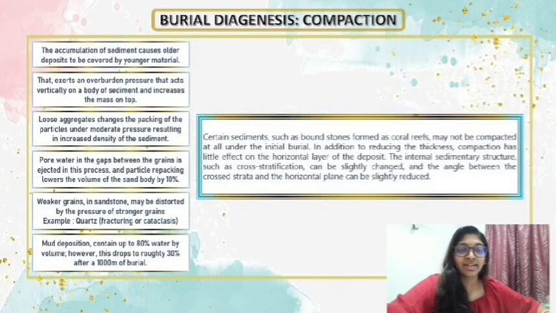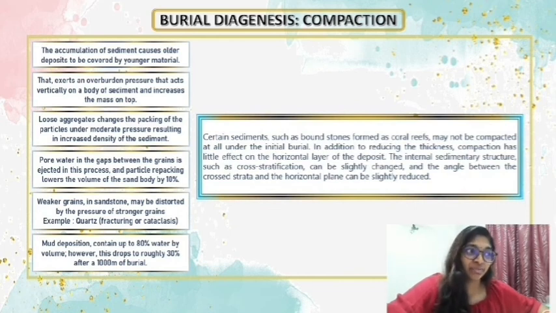Now let's have a look at compaction under burial diagenesis. The accumulation of sediment causes older deposits to be covered by younger material that exerts an overburden pressure, which acts vertically on a body of sediment and increases the mass on top. Loose aggregates change the packing of the particles under moderate pressure, resulting in increased density of the sediment. Pore water in the gaps between the grains is ejected in this process, and particle repacking lowers the volume of the sand body by 10%.